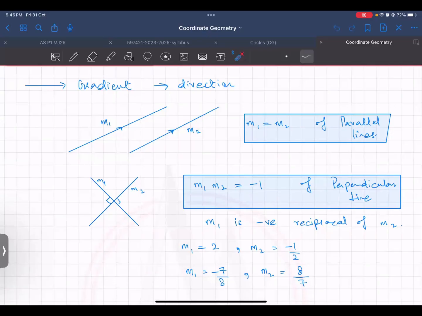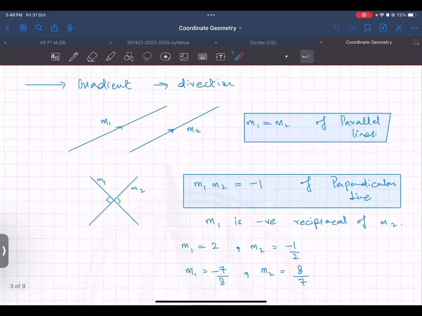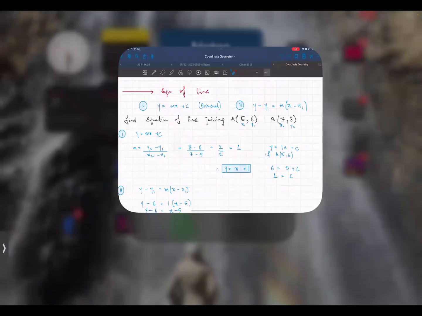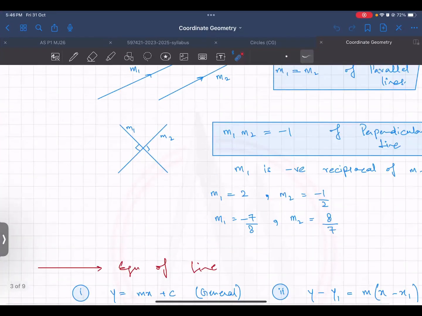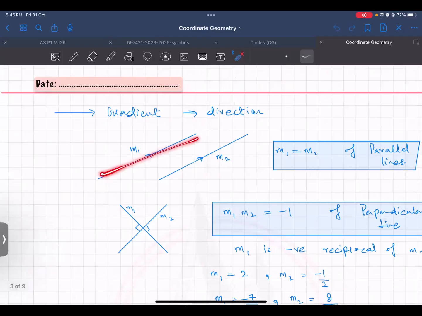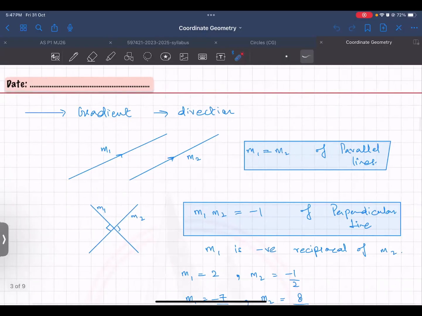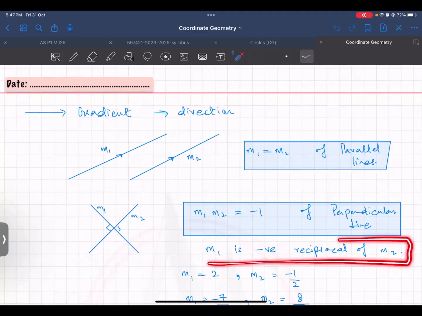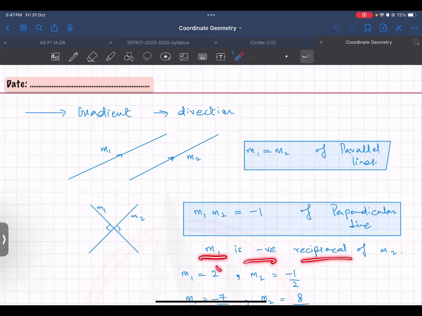Then about the gradient further, we did in the O level that if two lines are parallel, they have the same gradient. Sorry. If two lines are parallel, you have to learn this, that the gradients are the same, and if the two lines are perpendicular, then they are negative reciprocal of each other. So m1 is negative reciprocal of m2, or m2 is also the negative reciprocal of m1.